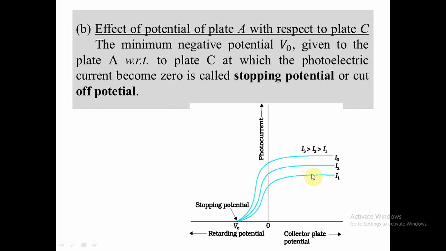Here we have chosen the fixed intensity, only we are changing the potential of the plate A. For a zero potential also there is a minimum photocurrent, but as we further increase the potential of the plate A with respect to the C, the current will come to the saturation or the same photocurrent. There will be no change in the photocurrent. Now one more time, go back to the diagram.